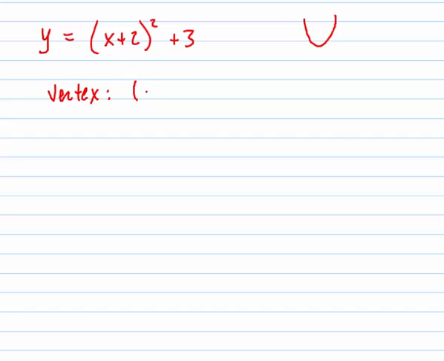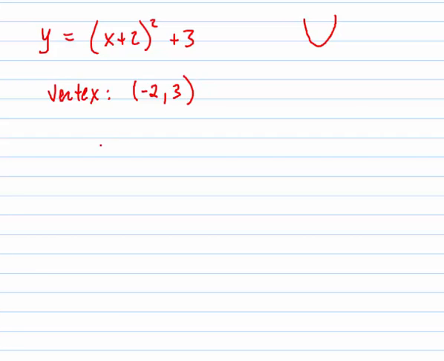Let's take y is equal to x plus 2 quantity squared plus 3 this time. So the vertex, again, this graph goes up like this because it's positive here. And the vertex would be where this is 0. So you plug in minus 2 for x, that makes that 0. And we get this guy out here.